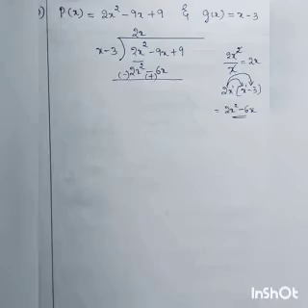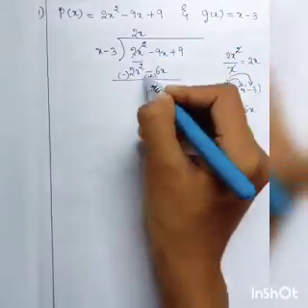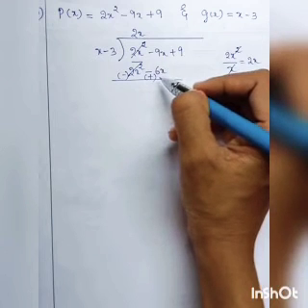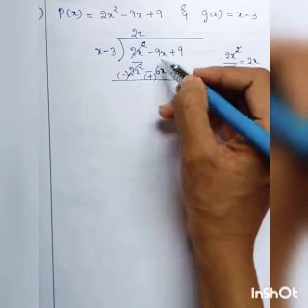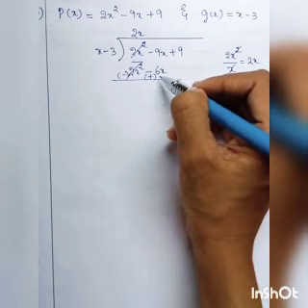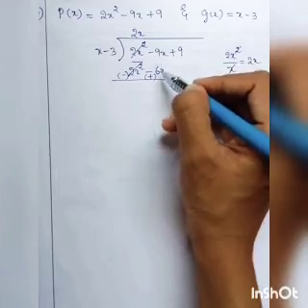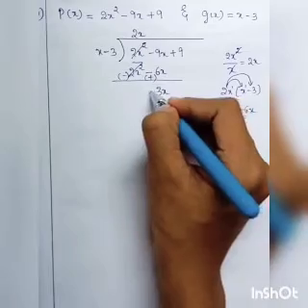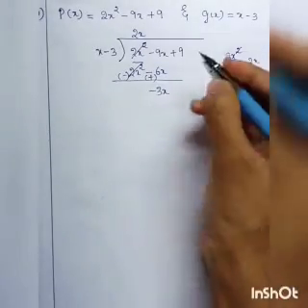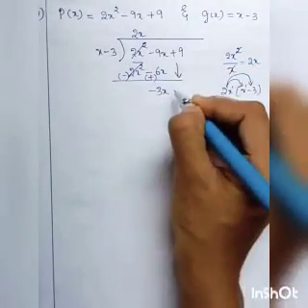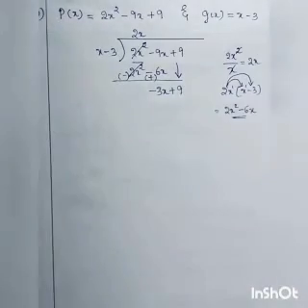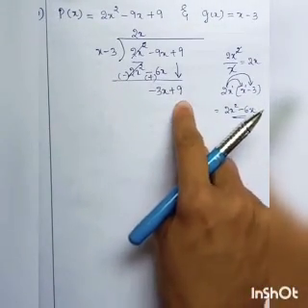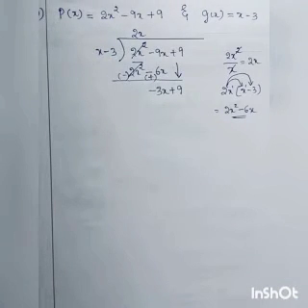After that the third step is plus 2x and minus 2x gets cancelled. And here plus minus sign if it comes, what you have to do? You have to subtract the numbers and you have to check the bigger number sign. 9 minus 6 is 3x. And bigger number is 9, its sign is minus. Then the next step is we have to bring plus 9 down. Okay. Now minus 3x plus 9 is the dividend and x minus 3 is the divisor.